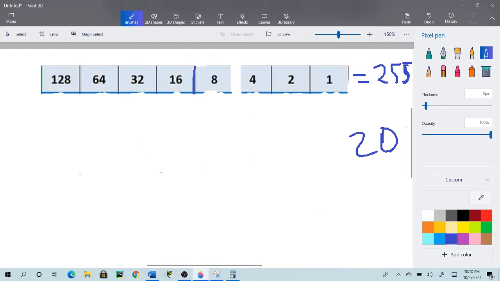So we actually need to know the binary number of 20. So what is it? We don't know what it is. And so we are going to use the same logic slide to get the binary number of 20.